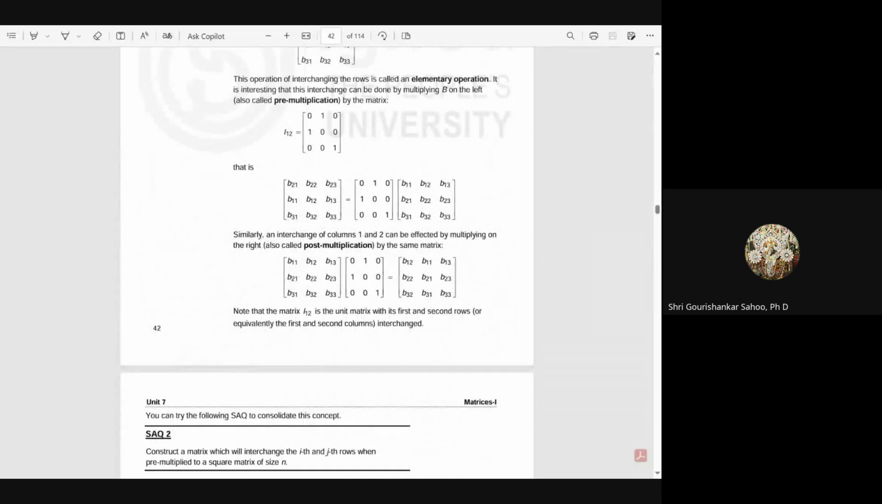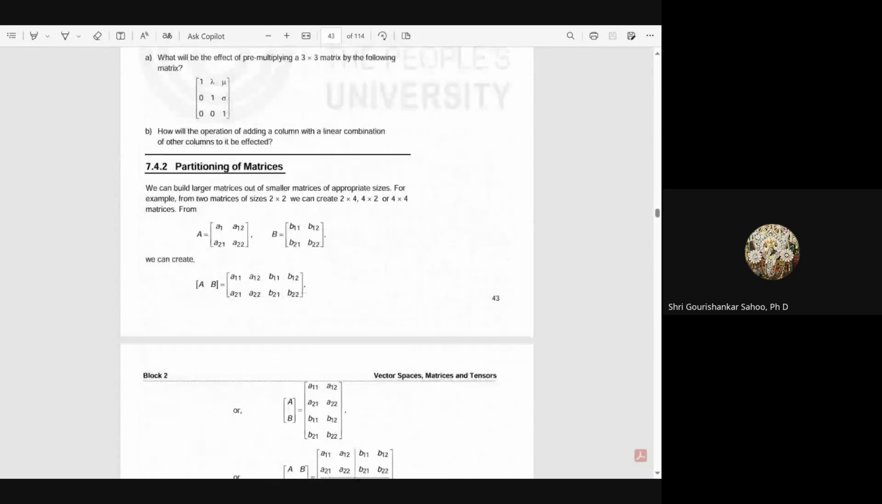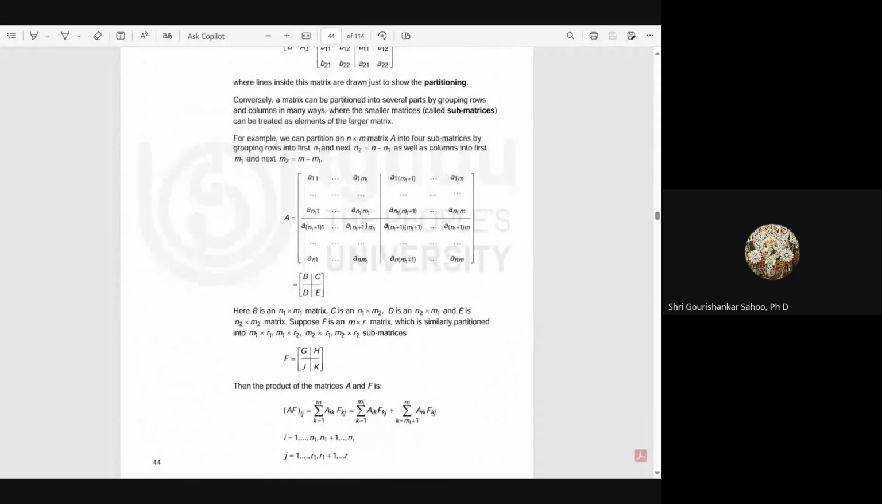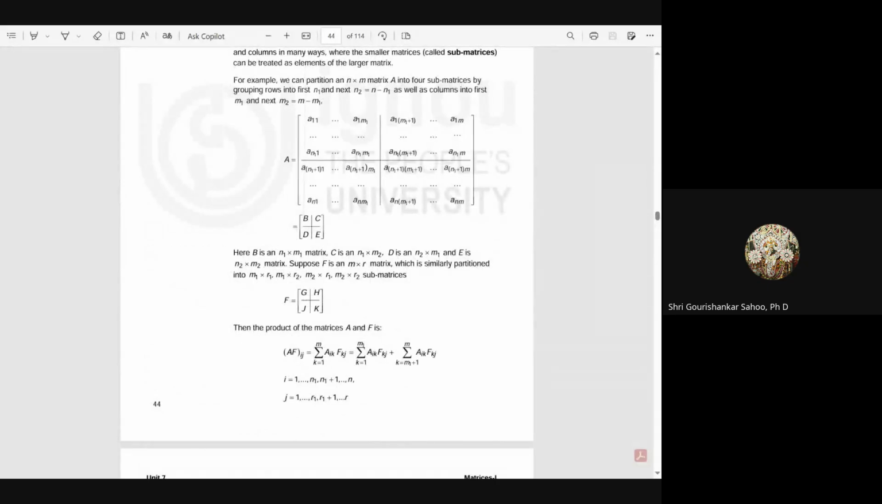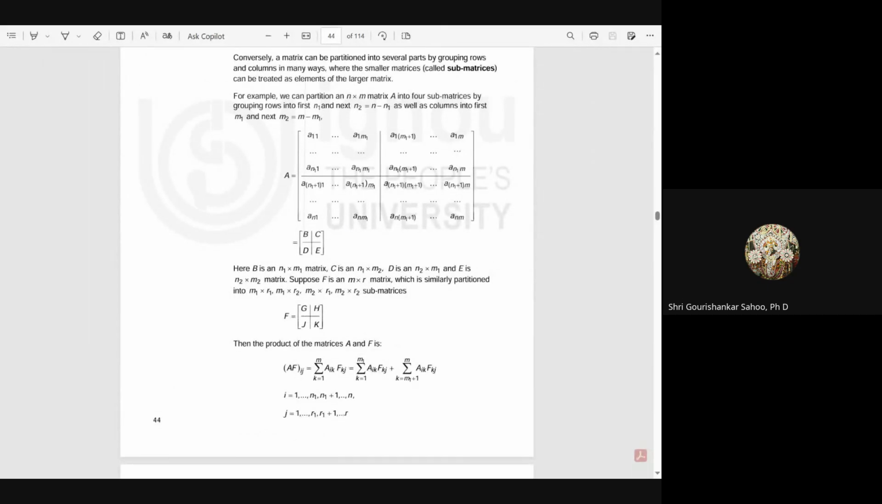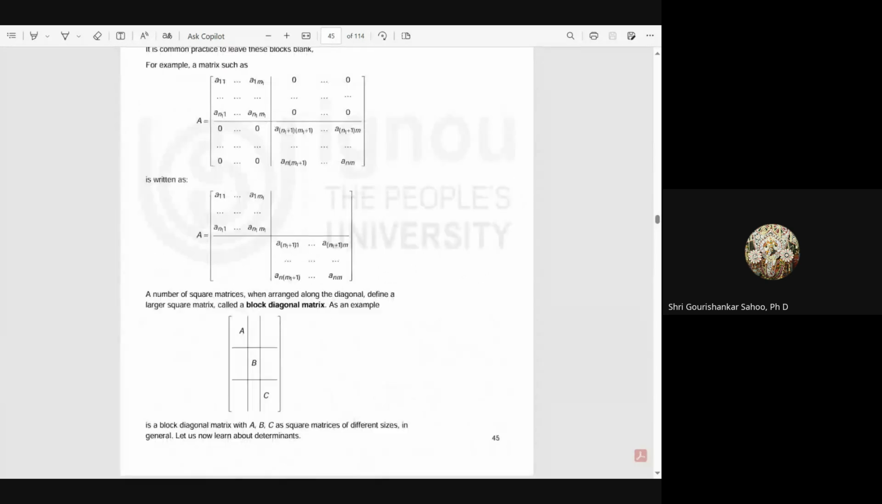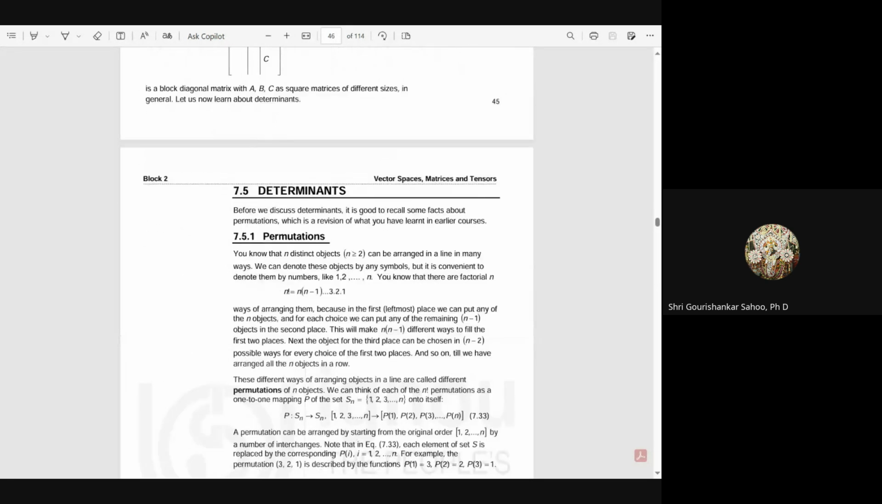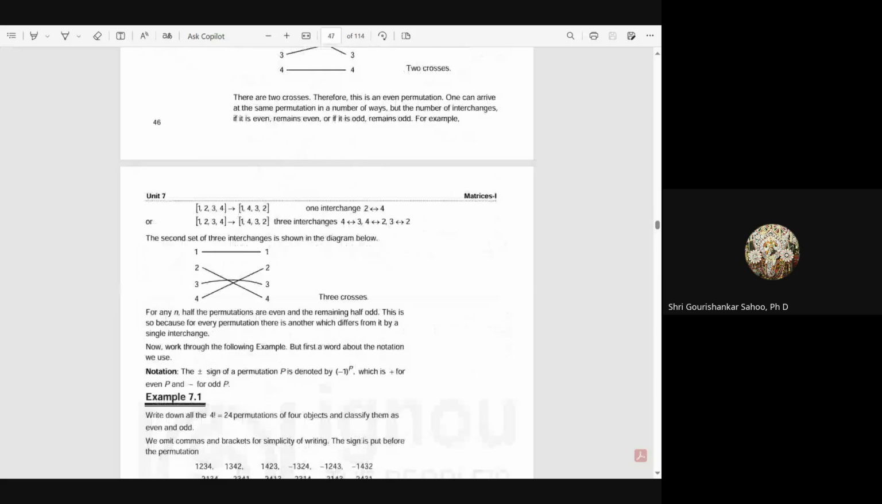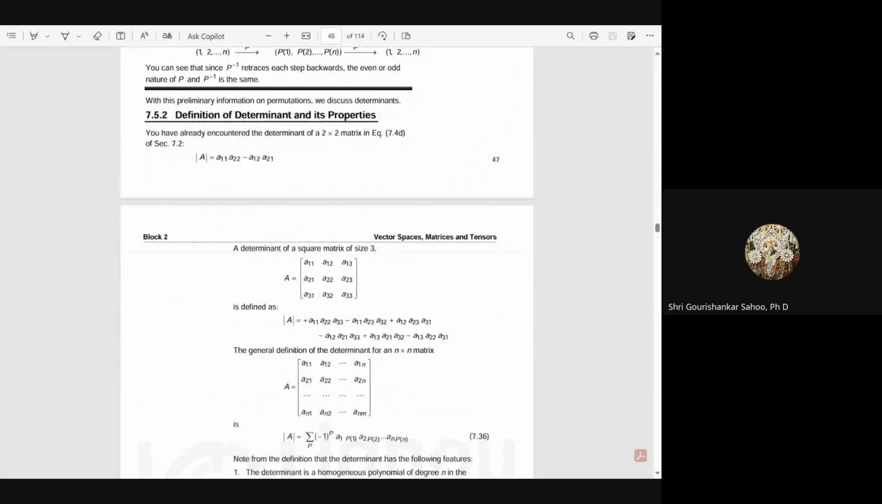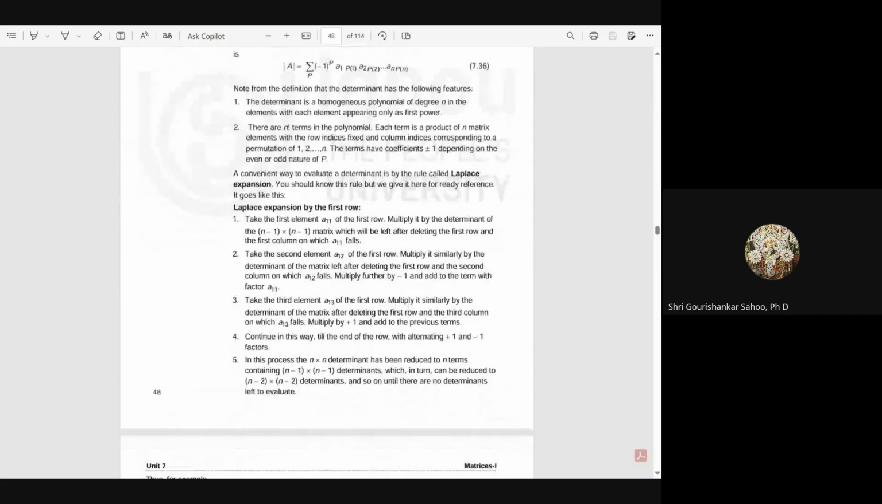Then elementary operation, partitioning of matrices, which I explained yesterday, how it is arranged in different parts of a matrix. Yesterday I showed you. Determinant, you know it from your higher secondary classes.